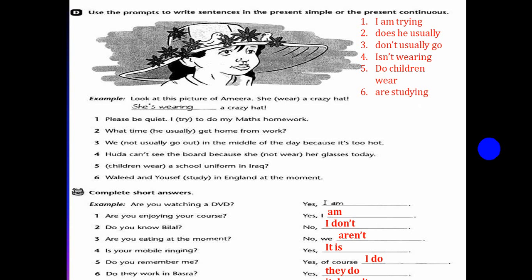Number 5. Do you remember me? Yes, of course I do. Here also the question is with "do", so the answer is with "do". Number 6. Do they work in Basra? Yes, they do. Number 7. Does this DVD player work? No, it doesn't. In the last sentence the question is with "does", so the answer is also with "does", but because it is negative we take "doesn't".